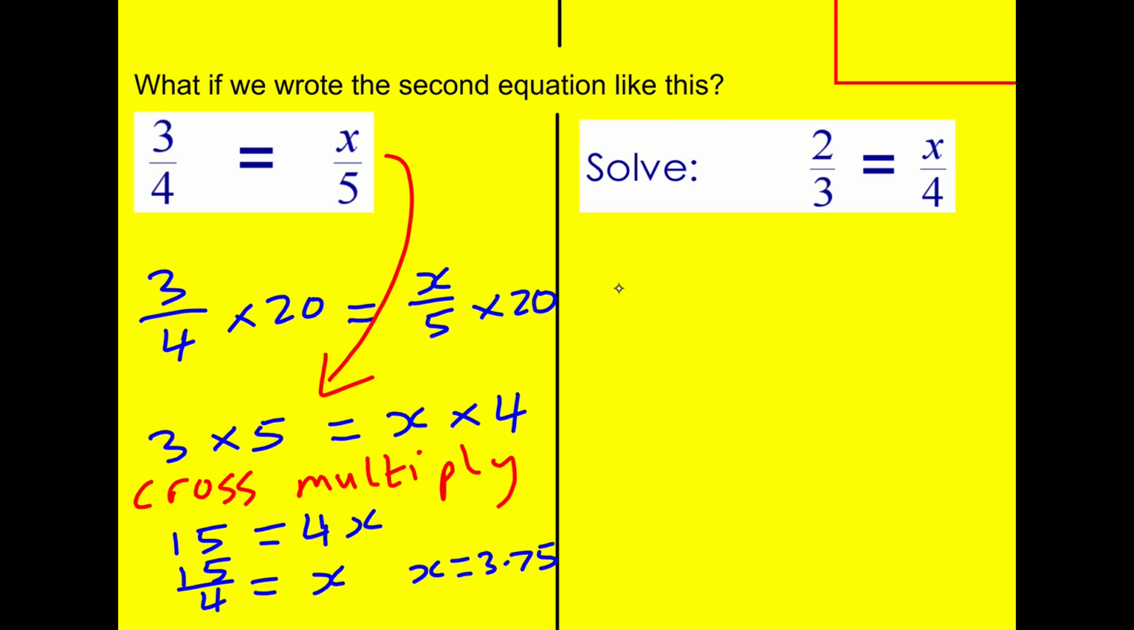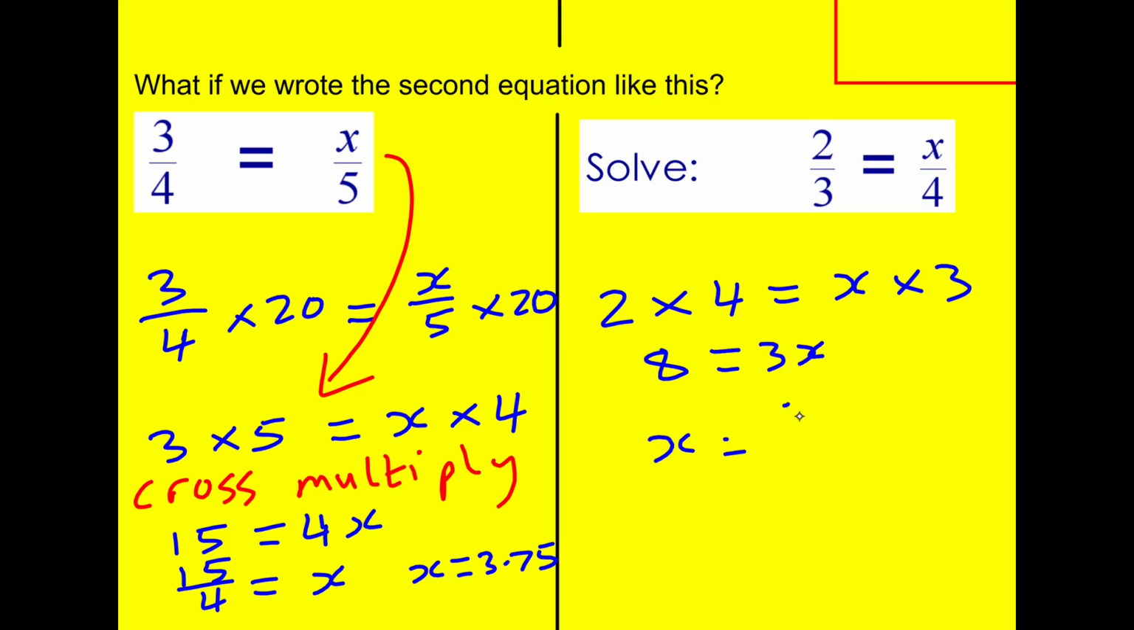So if we're cross multiplying, hopefully you've had a go. You can do 2 times 4 equals x times 3. I basically times both sides by 4, both sides by 3. When I times the right hand side by 4, it cancels out that one. And when I times the left hand side by 3, it cancels out that one. So I'm left with this: 8 equals 3x. x is going to be 8 divided by 3.